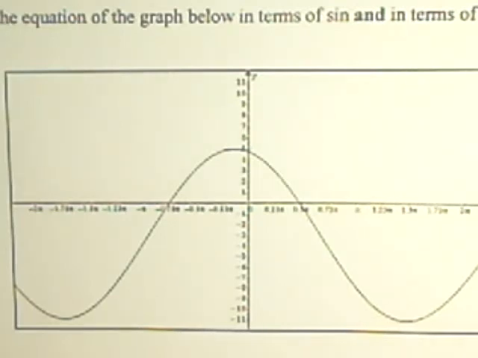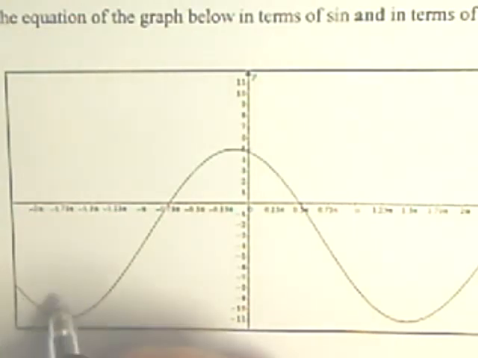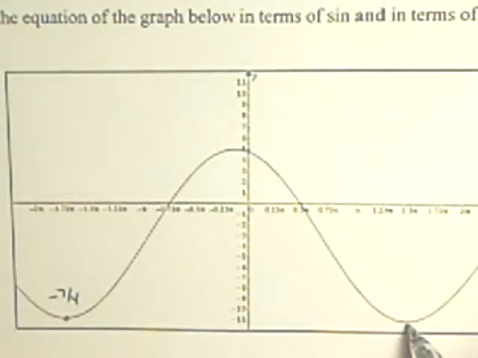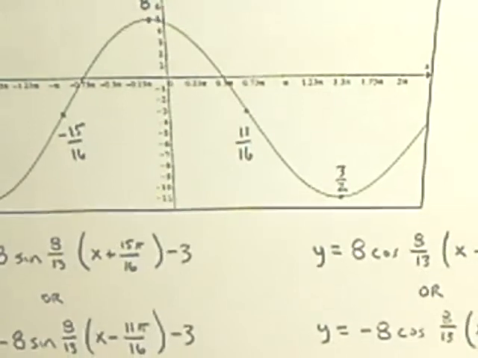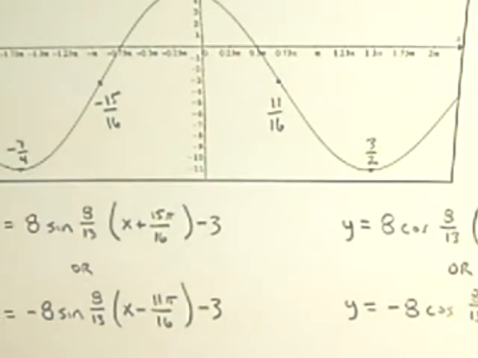And your pretty locations, I'll give those to you. This is a pretty location. It's negative 7/4. And this is a pretty location, 3/2. Okay, as best you can, find the equation of that in terms of sine and cosine. Press pause if you need more time. Otherwise, here is some solutions.